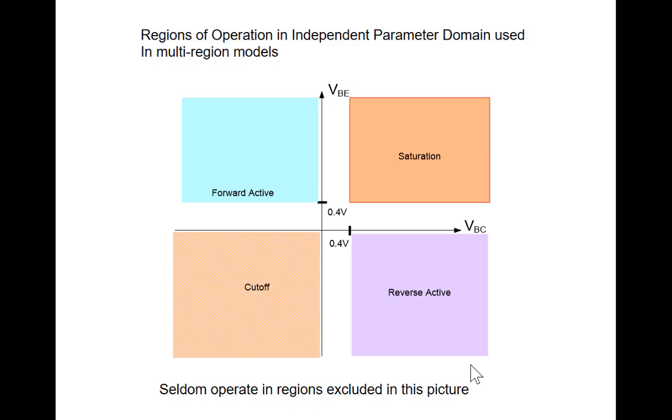Any idea? Yes? You just design the circuit so that it operates higher than that 400 millivolts. Great. Good solution. We'll just agree beforehand that we won't design the circuit to operate in those regions. Then we don't have to worry about modeling it there. That's a good practical solution, isn't it?